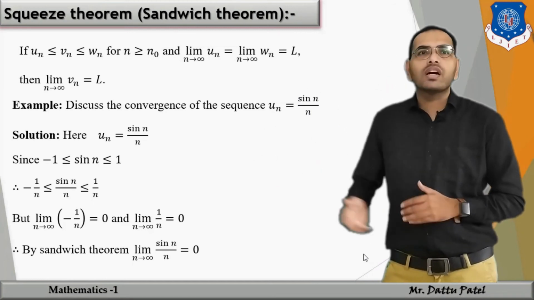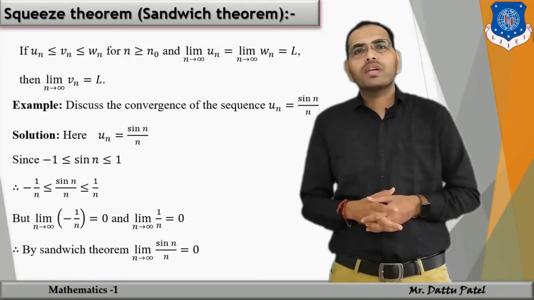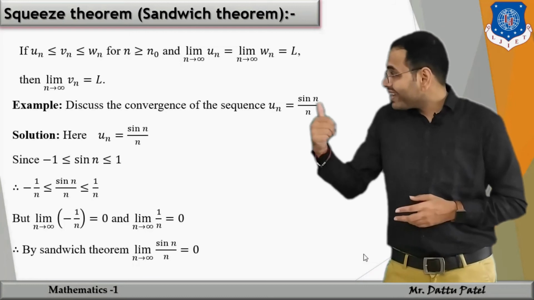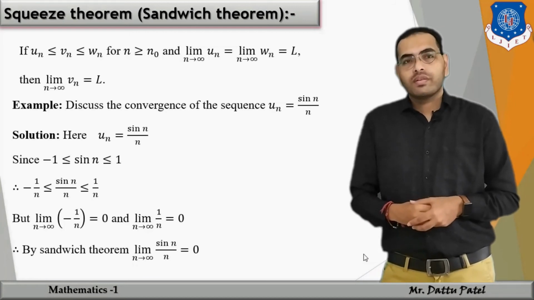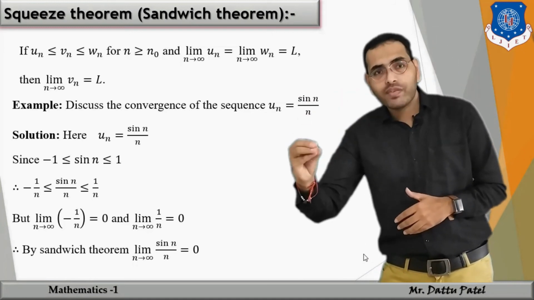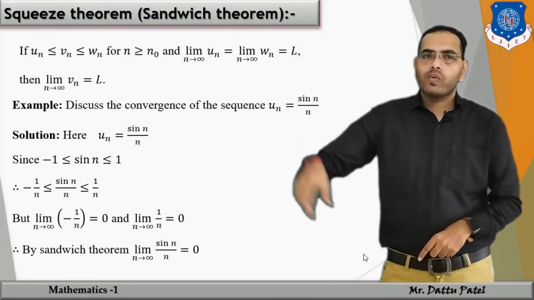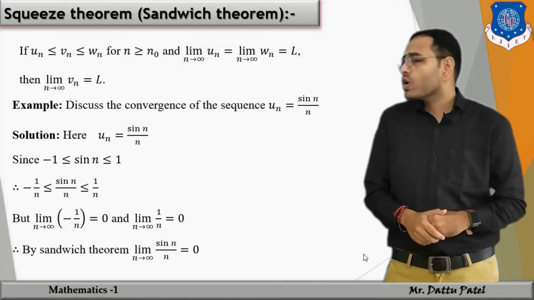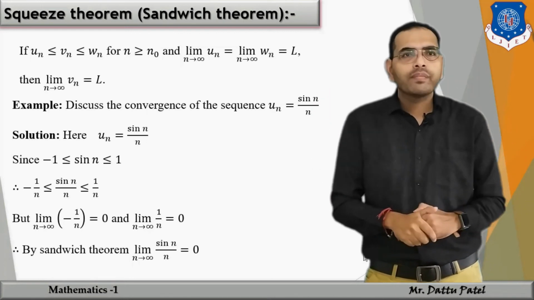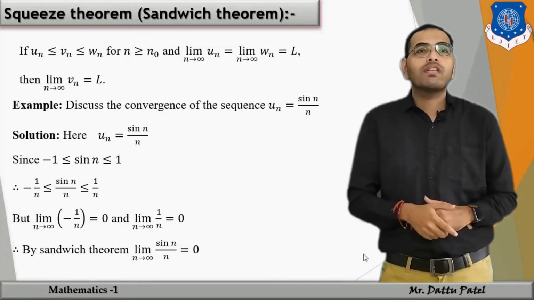Now let's see an example of the sandwich theorem. Discuss the convergence of the sequence u(n) equal to sin n by n. You know sine is a continuous function, and it lies between -1 and 1, which means the minimum value is -1 and the maximum value is 1. Since -1 is less than or equal to sin n, which is less than or equal to 1, now multiplying this with 1 upon n, we get -1 upon n less than or equal to sin n by n, which is less than or equal to 1 by n.